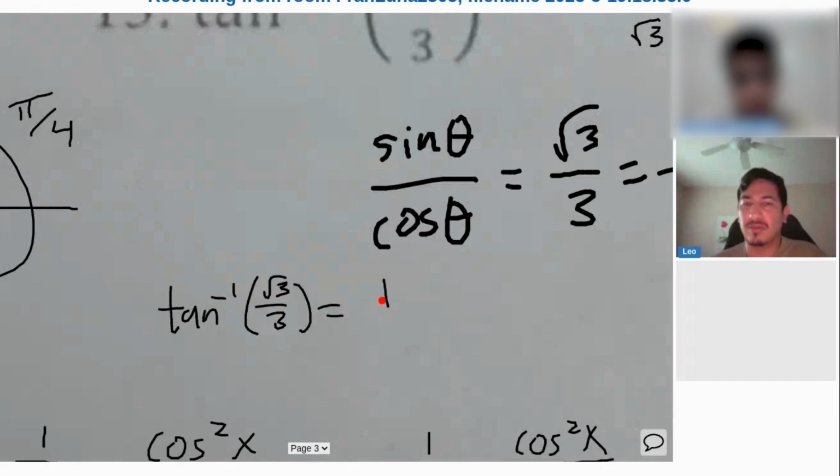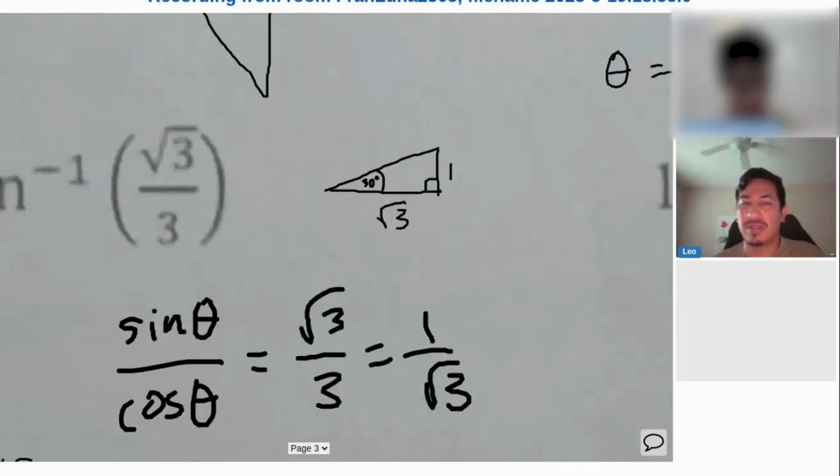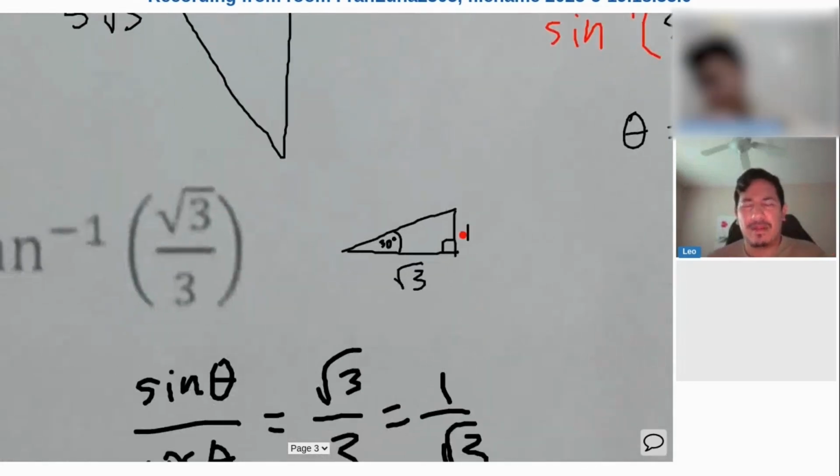This is equal to our angle, 30 degrees. Right? Or pi over 6. We know pi over 6 is 30 degrees. Yeah, it's correct. I have to have the unit circle, and that's correct.